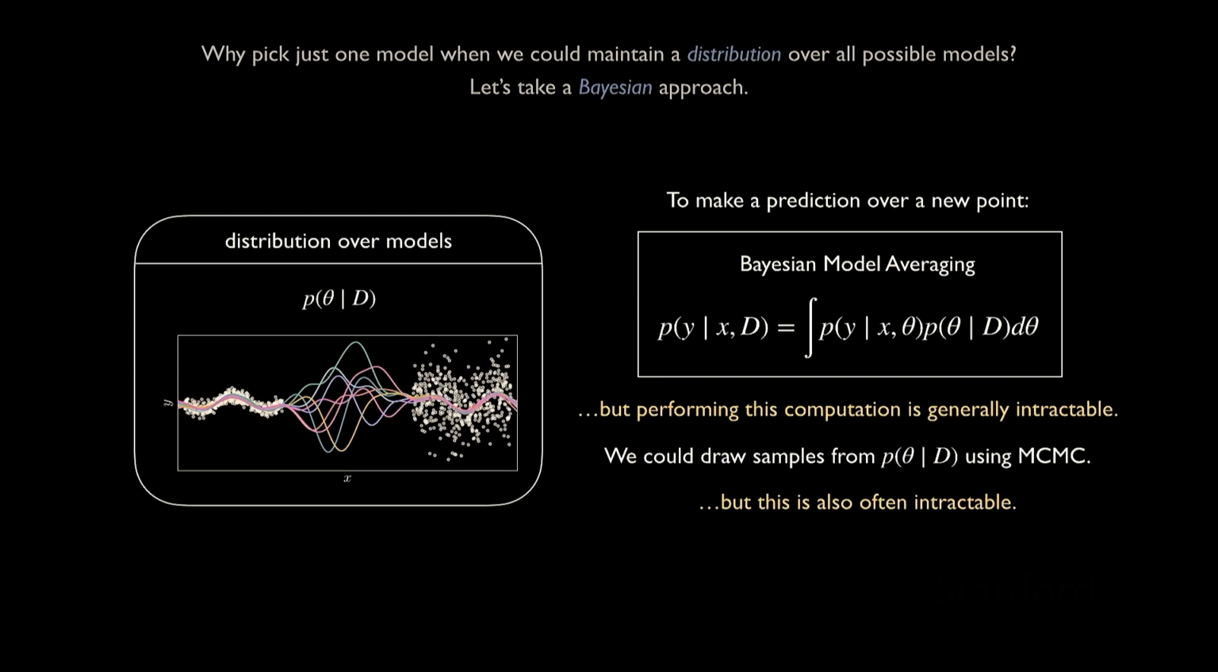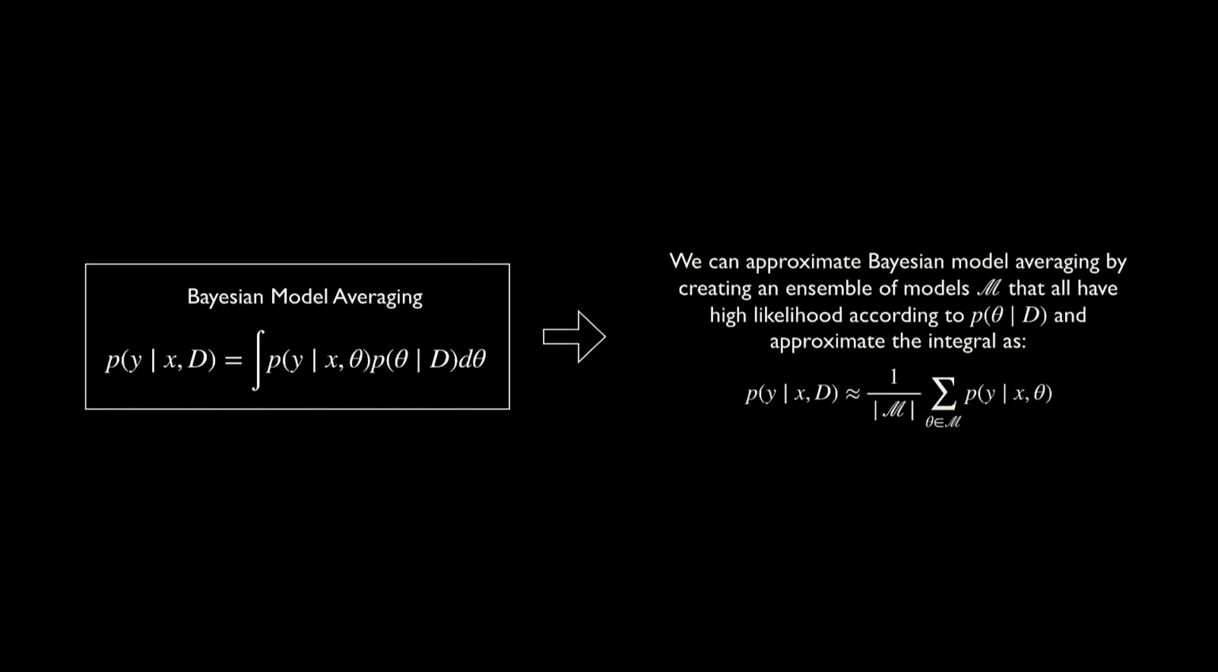Okay, so what do we actually do about this? It turns out one thing that tends to work really well in practice is that we just approximate Bayesian model averaging by creating an ensemble of models, so we'll call that this fancy M here, that all have high likelihood according to p theta given d. So all those models that I was showing on the previous slide, they all fit the data well, so they would all have high likelihood according to this probability distribution. And then we just approximate the integral by basically averaging over all of the models in our ensemble.